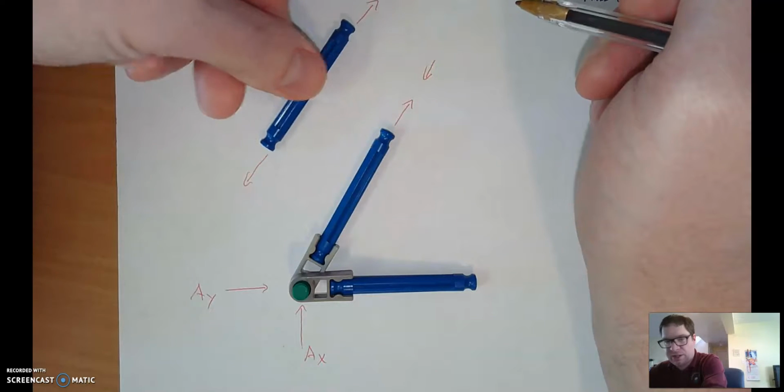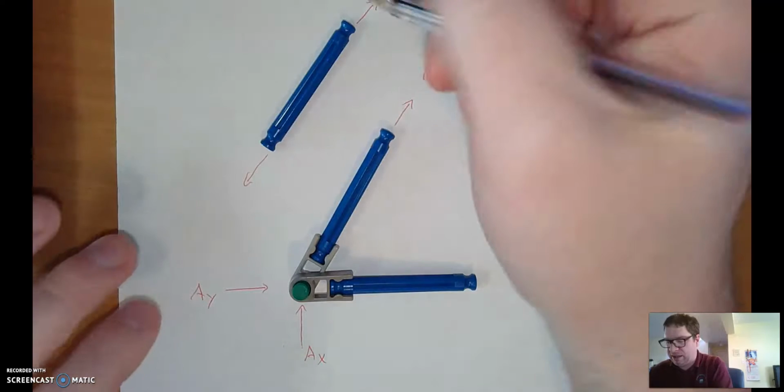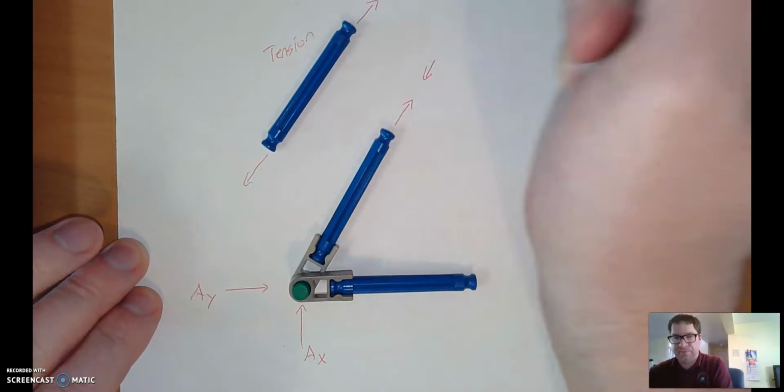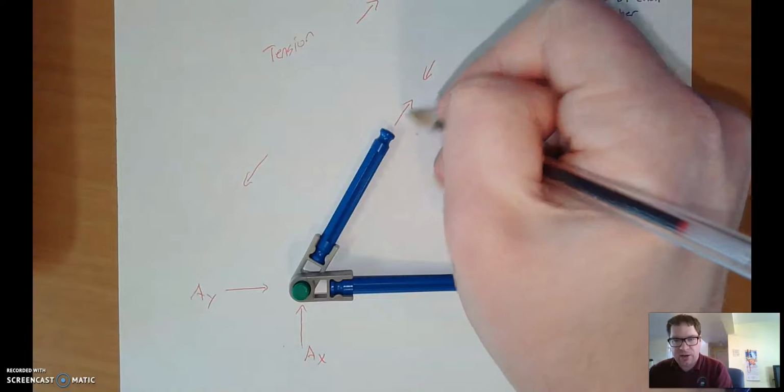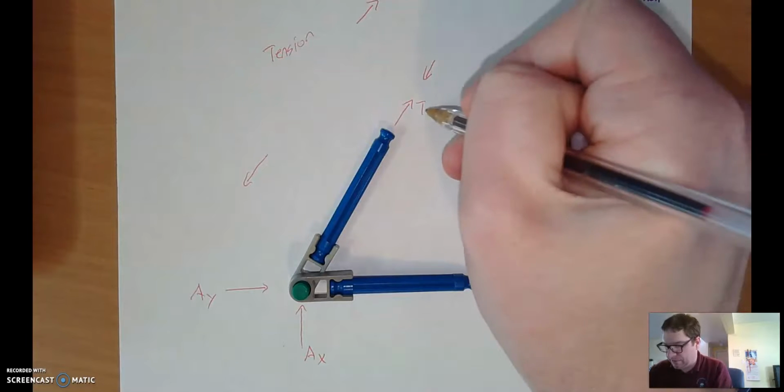But if I look at this force, and you could imagine this is a piece of Play-Doh, if I pull on this, it's going to stretch out. This is said to be in tension. So forces that we draw outward from our free body diagram are in tension.